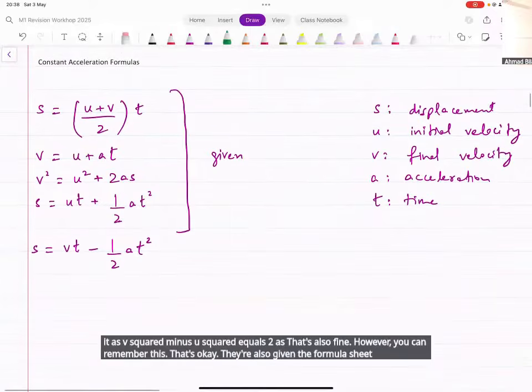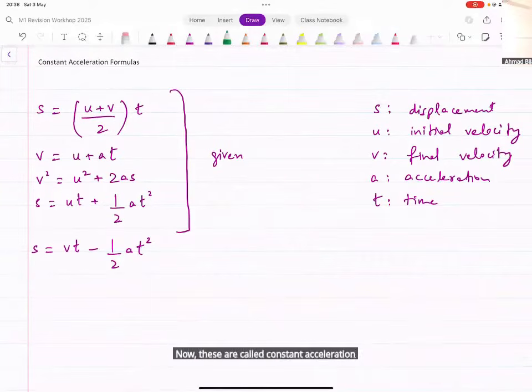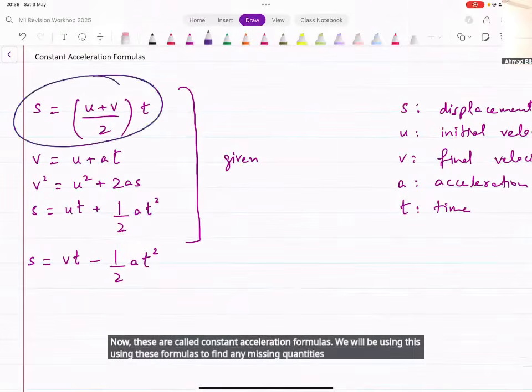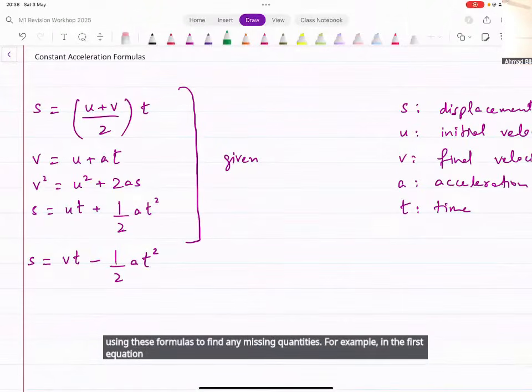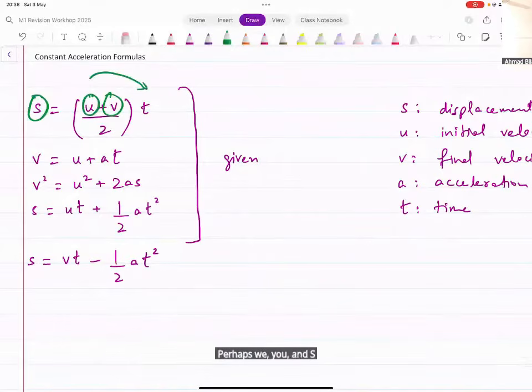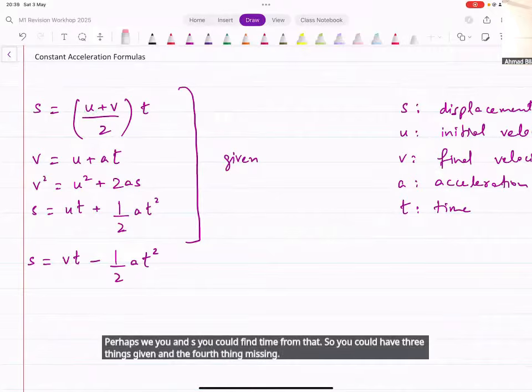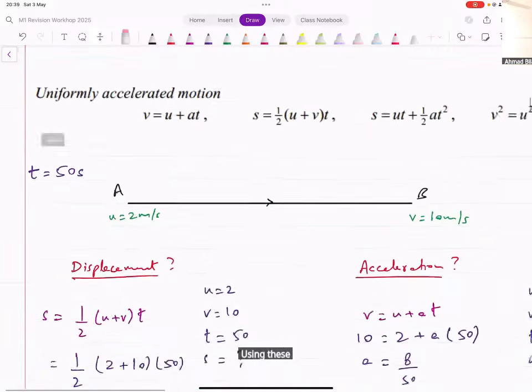Now, these are called constant acceleration formulas. We will be using these formulas to find any missing quantities. For example, in the first equation, if you knew the values of u, v, and t, you could find displacement. If you knew the values of perhaps v, u, and s, you could find time from that. So you would have 3 things given and the 4th thing missing. You can find that missing thing using these equations.